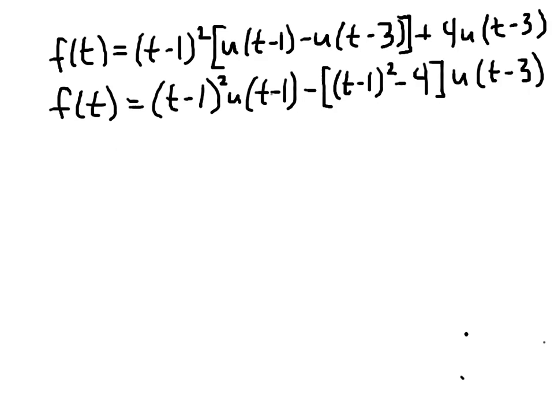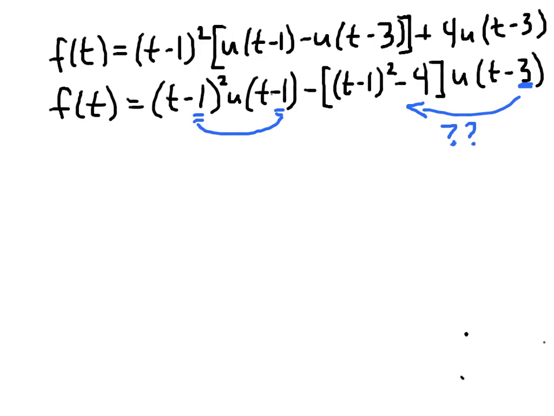Now if we look at what we have, you can see we have a nice situation here where these both have a shift of 1. Both our function t minus 1 squared, that's really just t squared shifted by 1, and that matches the shift on the step function there. But over here we have a 3, and there's no 3 anywhere to be seen in this other part. So what we're going to have to do is a little bit of manipulating with that t minus 1 squared quantity minus 4.